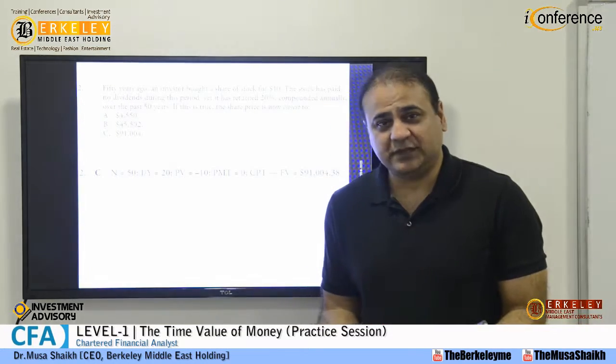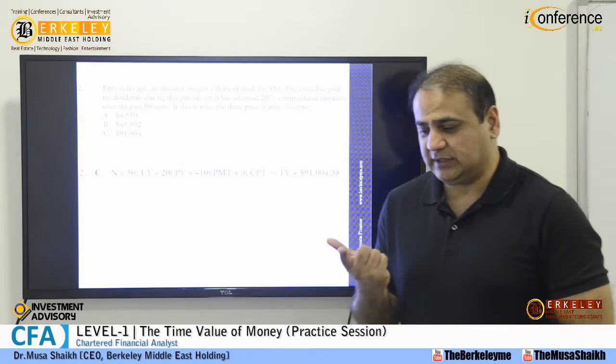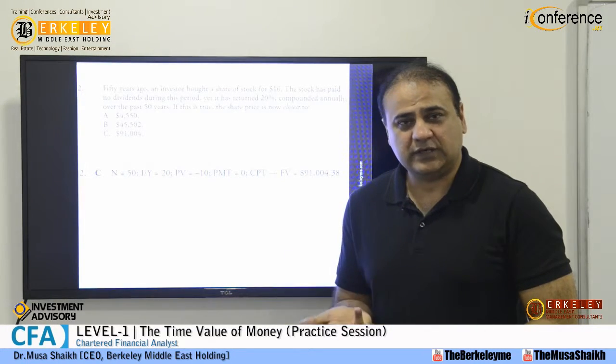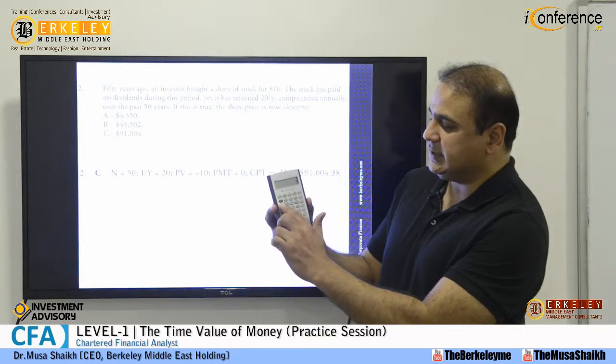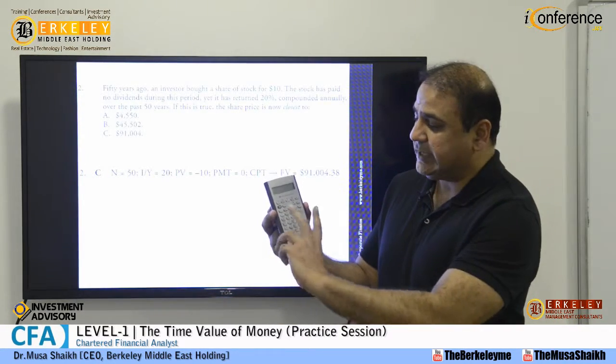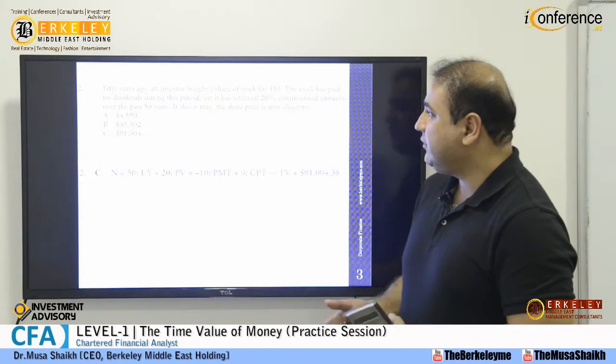This question is pretty simple. The first skill that we have to apply in this question is to identify what is N, what is IY, what is future value, present value, and PMT. That is in our calculator, the third row, so we can enter the data and get the right answer. I will start finding it for you.